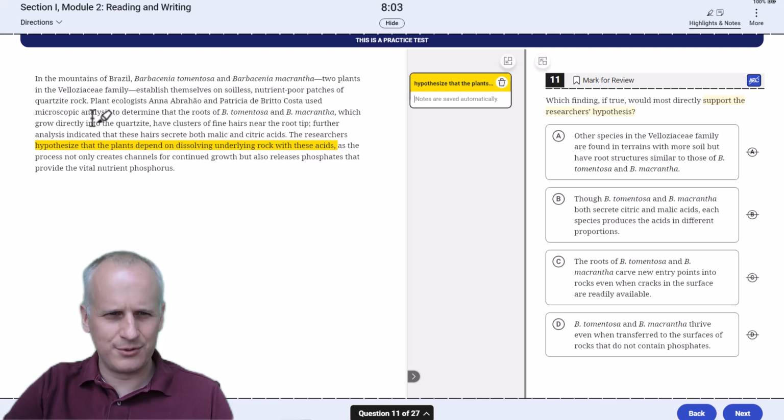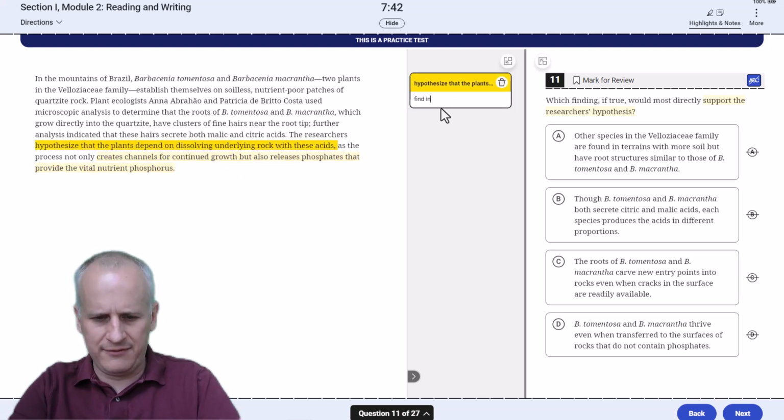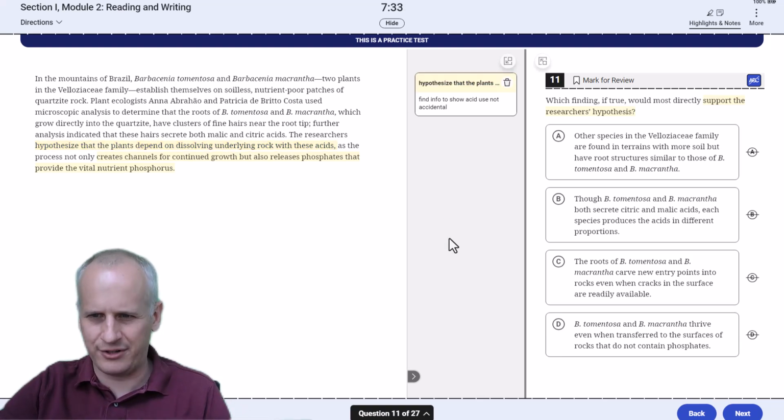These ecologists use microscopic analysis to determine that the roots grow directly into quartzite, have clusters of fine hair near the root tip, and these hairs secrete these kinds of acids. And the acids are apparently dissolving the rock to create channels for continued growth and release phosphates that provide these nutrients. So our prediction is just find info to show that the acid use is not accidental. Like these plants are intentionally doing this.